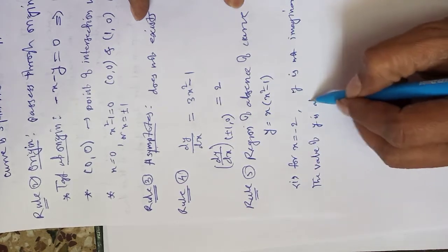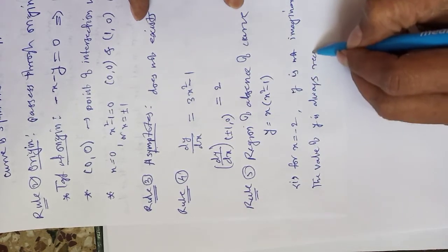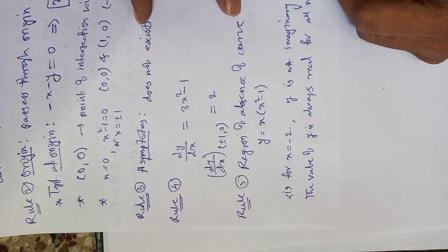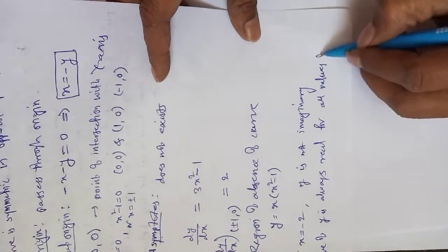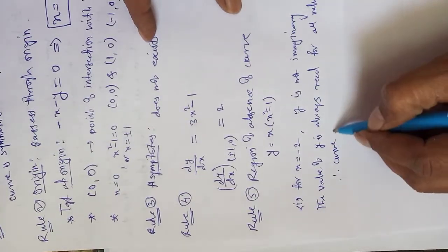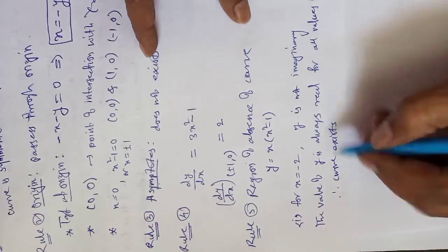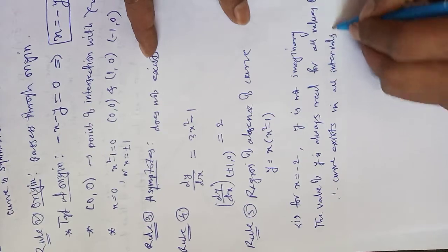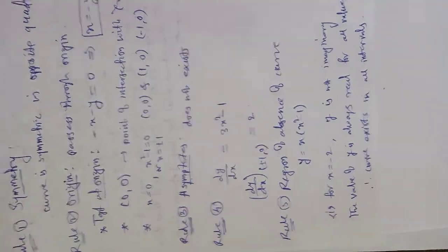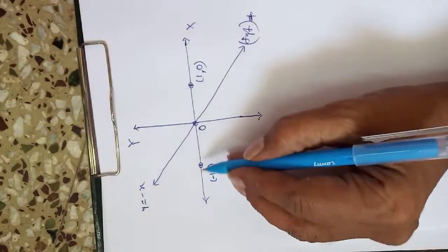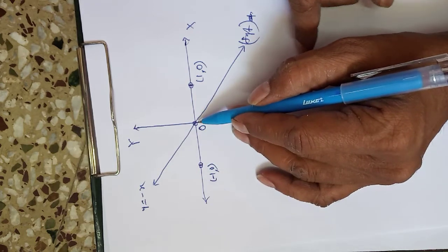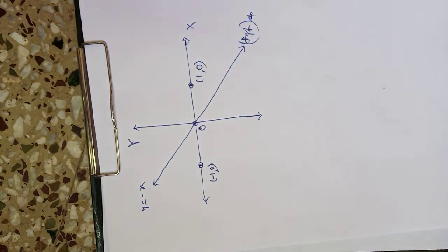So the value of y is always real for all values of x. Therefore curve exists in all intervals. Curve exists in all intervals. Means curve exists left to the minus 1 comma 0. Curve exists between minus 1 comma 0 to origin to 1 comma 0 and 1 comma 0 to infinity.